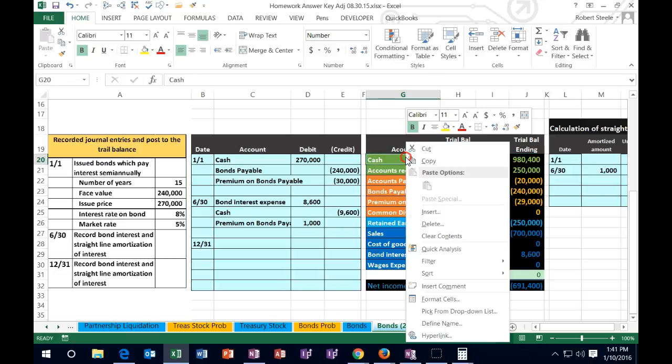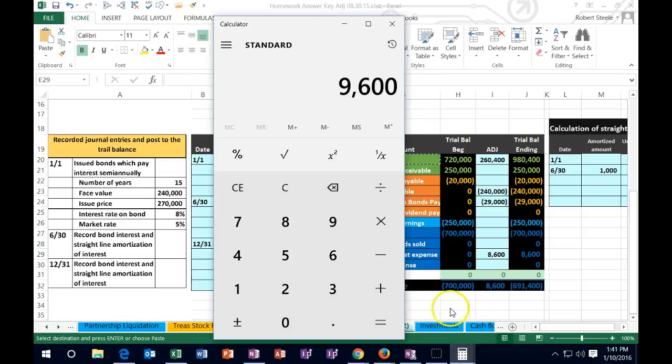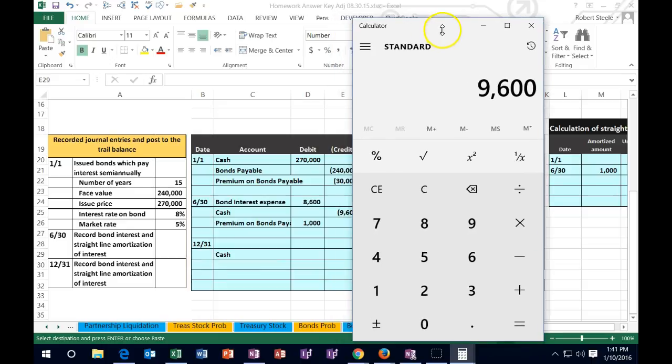So I'm going to copy the cash. Copy the cash. We're going to put that under the date. I'm in cell C29. Right click, paste 1, 2, 3. And then how much are we going to credit for? Well, let's pull out the calculator one time and do the calculation with the calculator one more time. And the question being, how much are we going to pay?